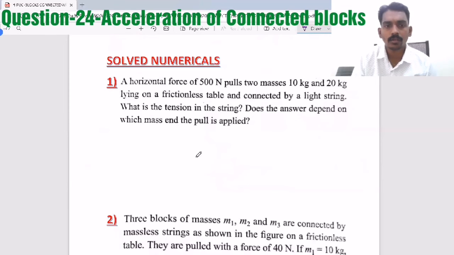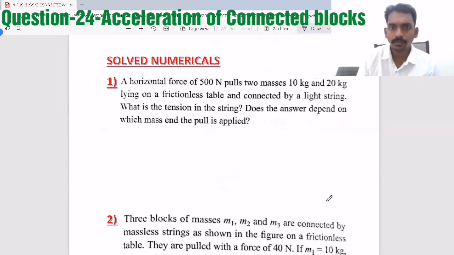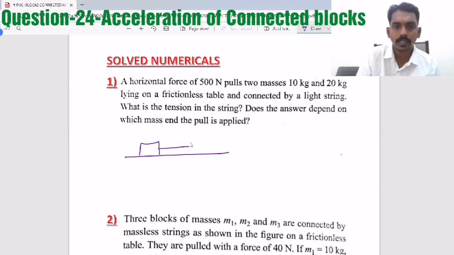Now let's try to solve a question. A horizontal force of 500 Newton pulls two masses, 10 kg and 20 kg, lying on a frictionless table and connected by a light string. What is the tension in the string? See here, there are two masses, 10 kg and 20 kg, connected by a string and pulled by a horizontal force. This is 10 kg, this is 20 kg.